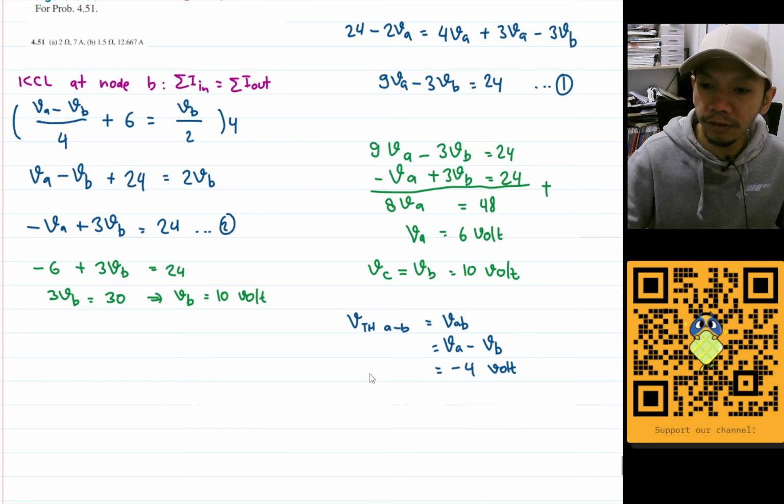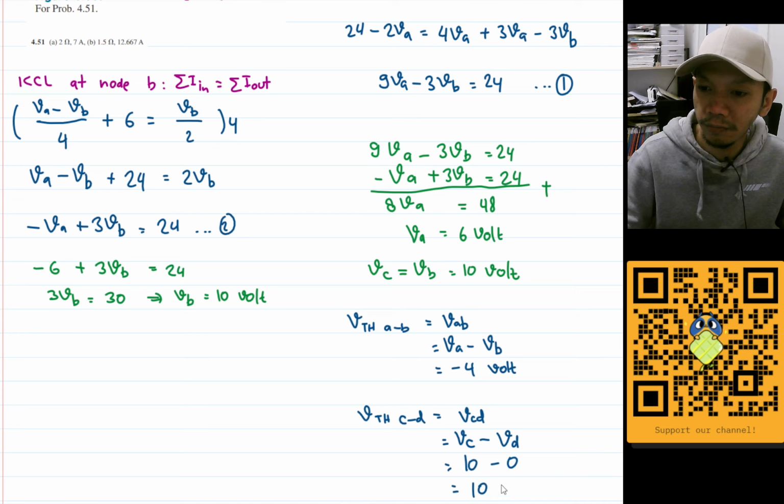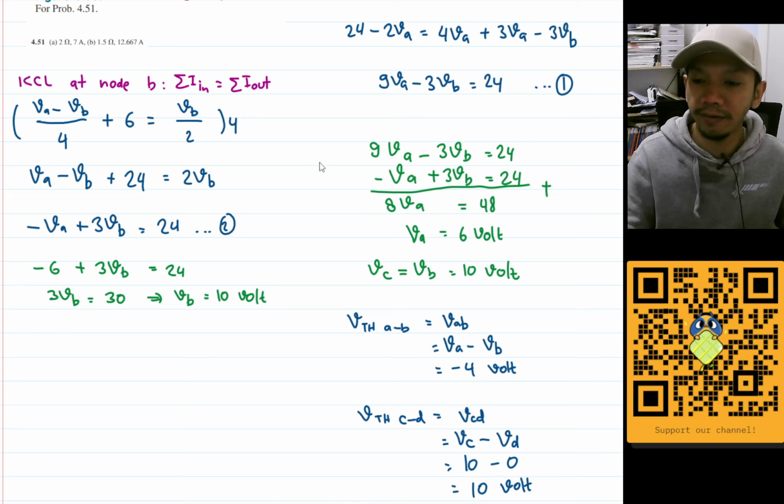And now the Thevenin voltage for CD, which is equal to VCD. That will be VC minus VD. VC is 10 and VD is 0, which is 10. Okay, now this is the Thevenin voltage.